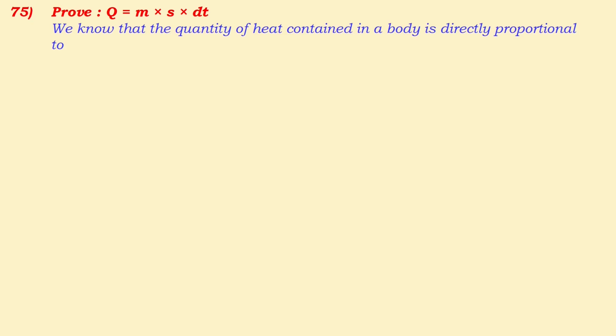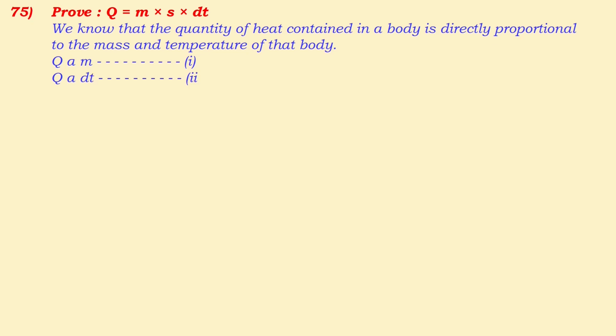Prove q equal to m into s into dt. This equation is very important to solve the numerical problem, and so this is maybe one of the important derivations in the SEE examination and other examinations. Okay, we know that the quantity of heat contained in a body is directly proportional to the mass and temperature of that body. Now this can be written in terms of equation like this: q is directly proportional to the mass. This is equation 1.